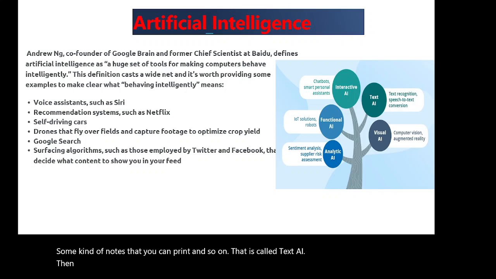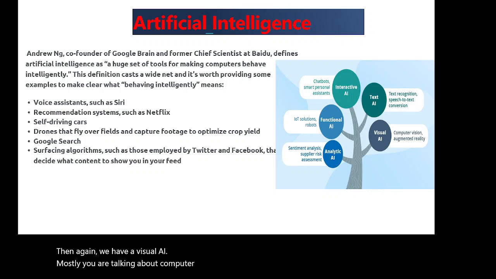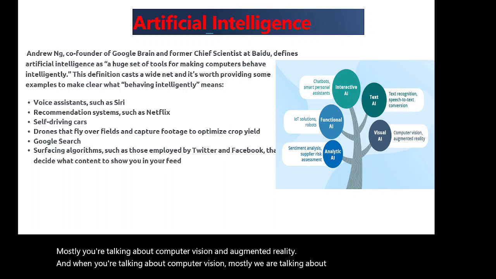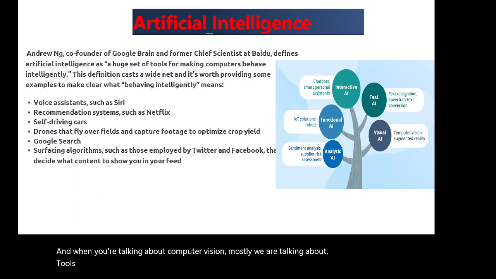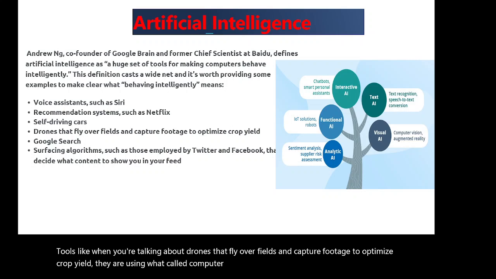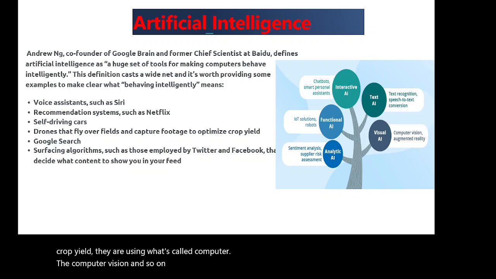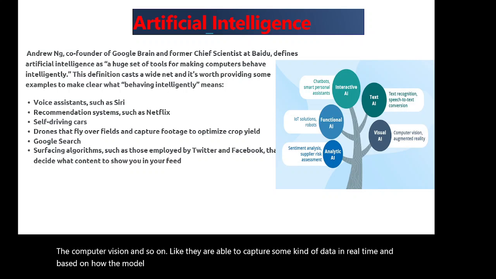Then again, we have what is called visual AI. Mostly you are talking about computer vision and augmented reality. When you are talking about computer vision, mostly we are talking about tools like drones that fly over fields and capture footage to optimize crop yield. They are using computer vision. They are able to capture data in real time, and based on how the model was trained, it is able to give output.